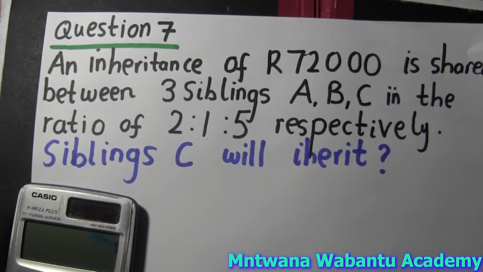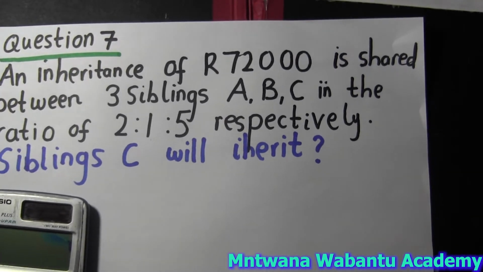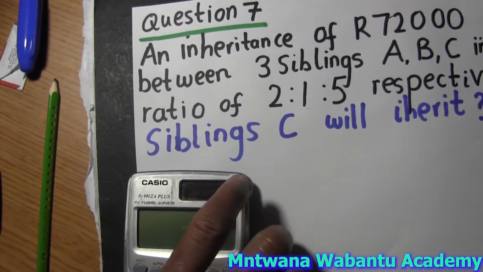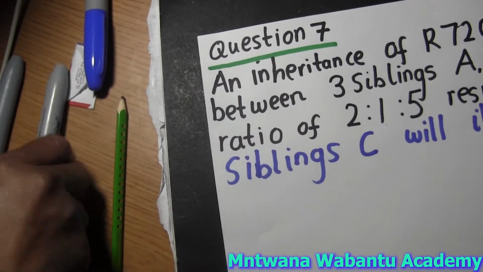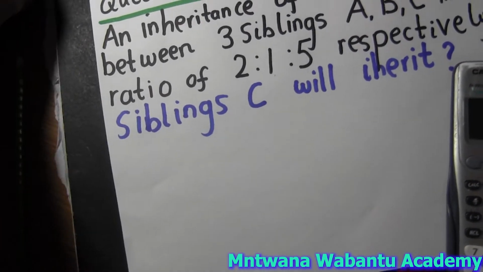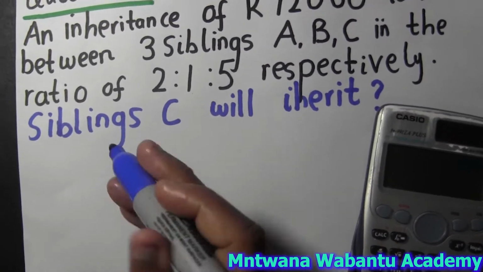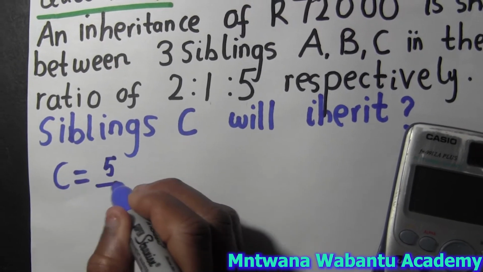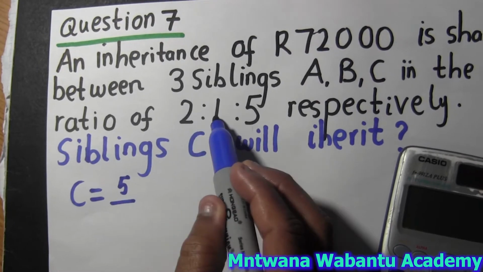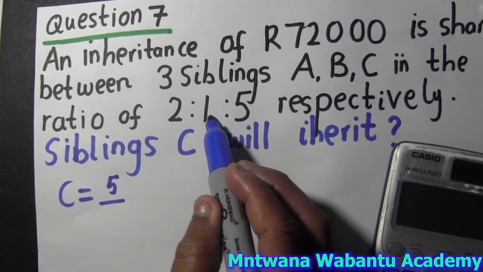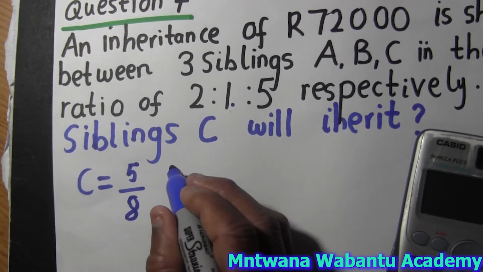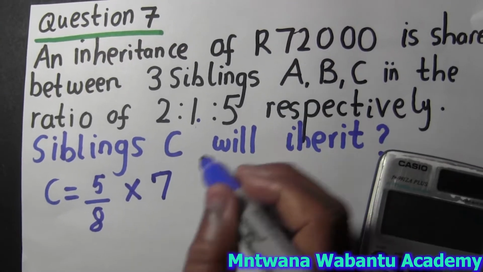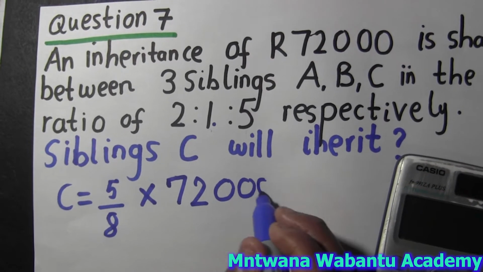They say sibling C is going to inherit. So we want to find out how much sibling C is going to inherit. This is one of these equations. So let's get the amount that sibling C is going to inherit. Sibling C equals, what is C? C equals 5. So we say 5 over the total. Our total is 2 plus 1 is 3, plus 5 equals 8. And then multiply by the total amount, which is 720 000.